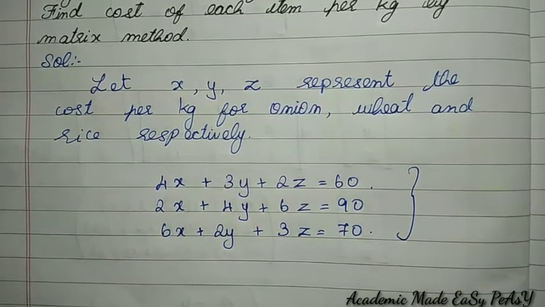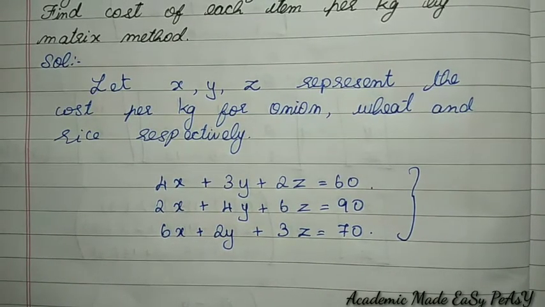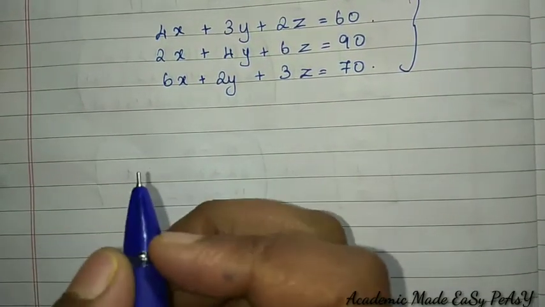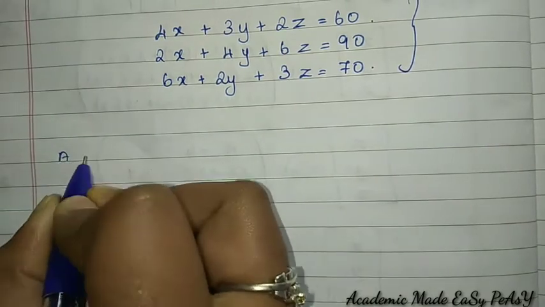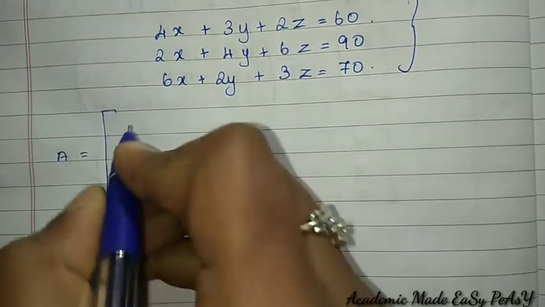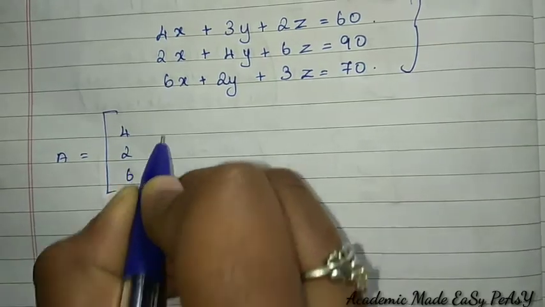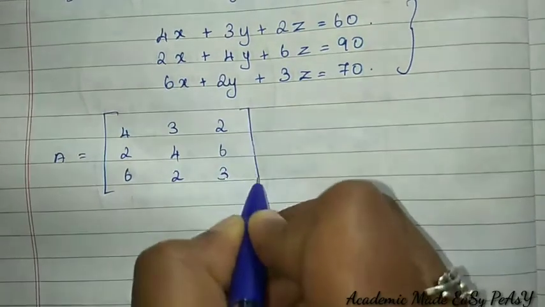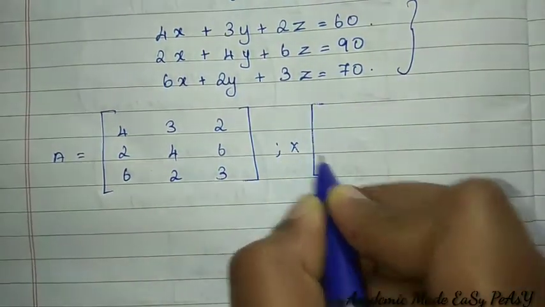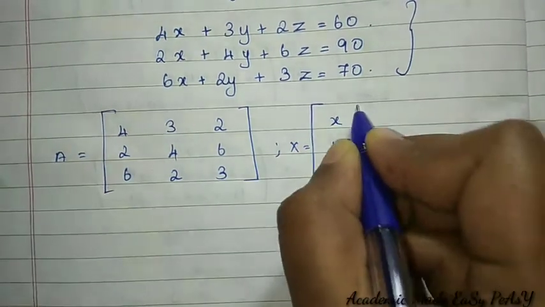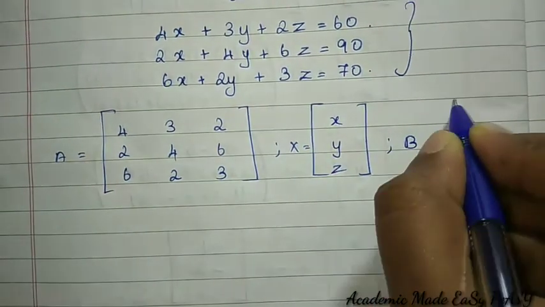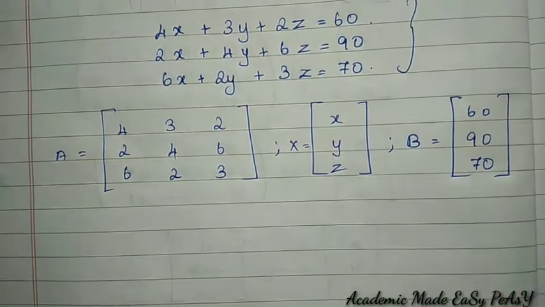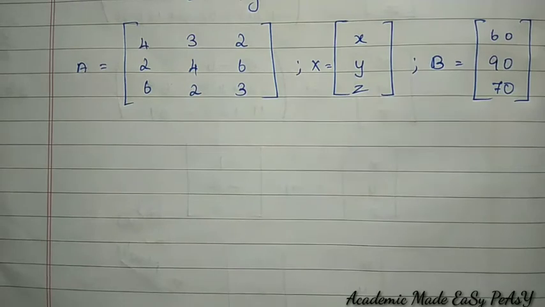So hereafter it is going to be same as we did for the previous sums. So first let us take the different matrices, that is A, B and X. So my matrix A is equal to 4, 2, 6, 3, 4, 2, 2, 6, 3. And my X is x, y, z. And my matrix B is equal to 60, 90, 70.